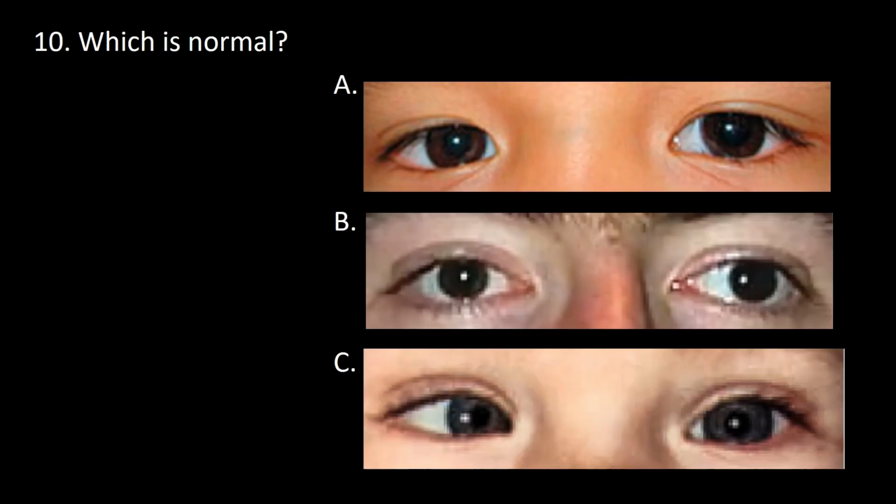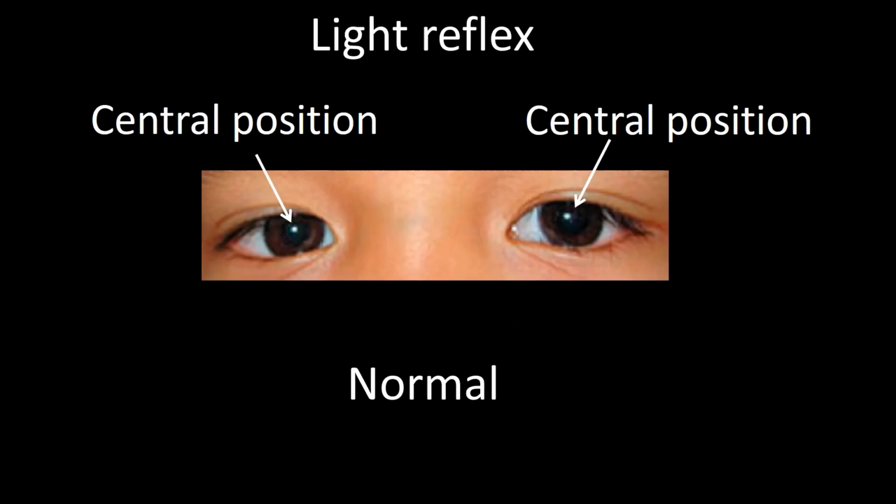Next question, which is normal? Take a look at this photograph and decide which of them is normal, A, B, or C. In the first patient, the eye's position is normal. The light reflex is seen in the center of both pupils.